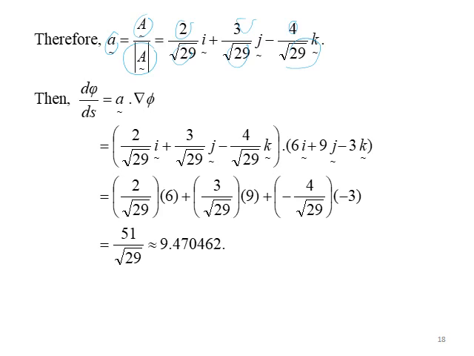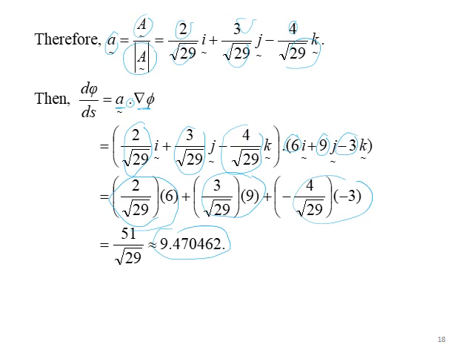Now I prepared a, I prepared del phi, so I just need to do the dot product. It means the i element here with the i element here, multiply them. The j element with the j element, multiply them. The k element with the k element, multiply them. You see i, j, k already disappeared, so at the end we come up with a scalar.